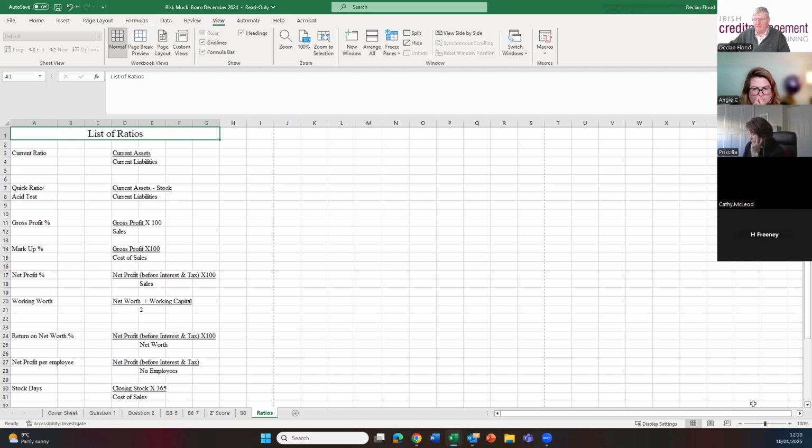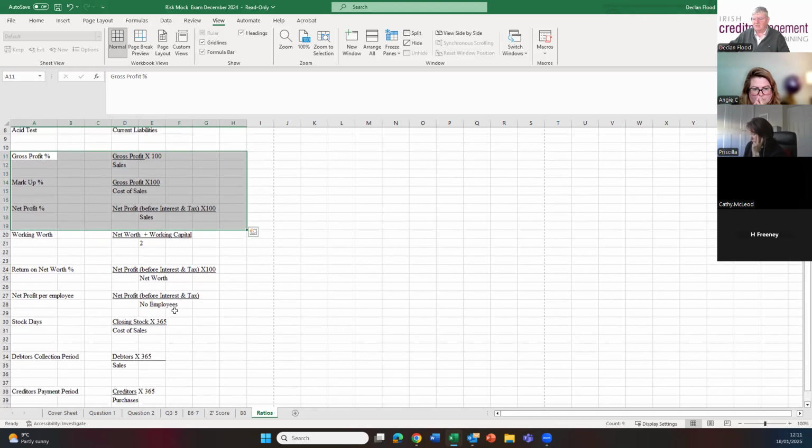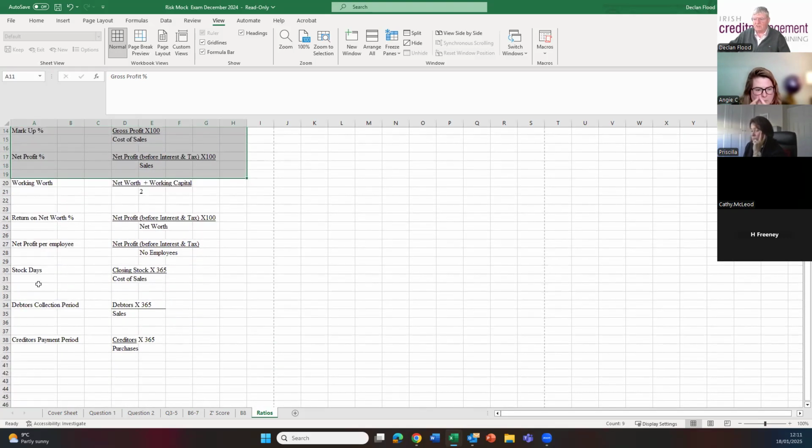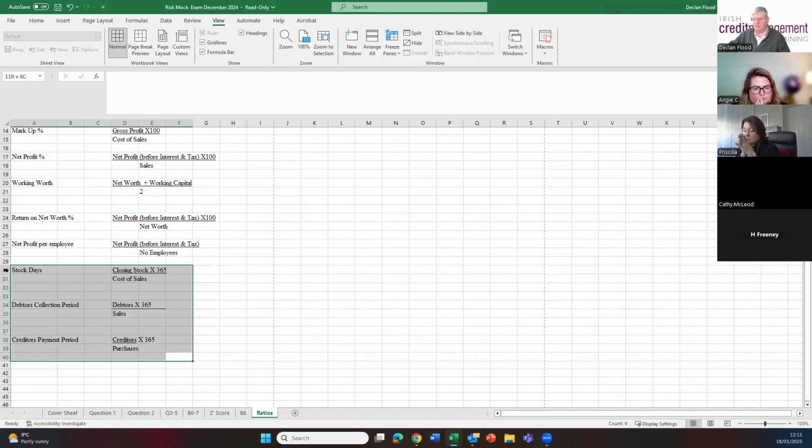Now, in terms of your liquidity, it's either your current ratio or your quick ratio. In terms of profitability, gross profit markup or net profit percent. In terms of management efficiency, it's your debtor days, stock days, or creditor days. So that shows you how well the company has worked. So you just pick 6 of those.